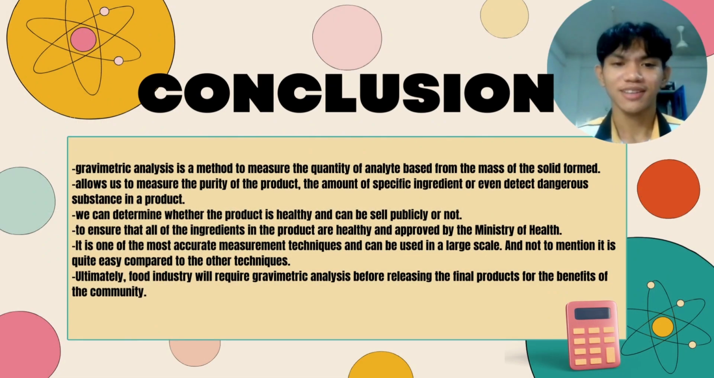In a nutshell, gravimetric analysis is a method to measure the quantity of analyte based on the mass of the solid form. It allows us to measure the purity of the product, the amount of a specific ingredient, or even detect dangerous substances in a product. By measuring the specific ingredient, we can determine whether the product is healthy and can be sold publicly or not. This is very crucial to ensure that all of the ingredients in the product are healthy and approved by the Ministry of Health. Overall, gravimetric analysis is a very crucial method in the food industry.